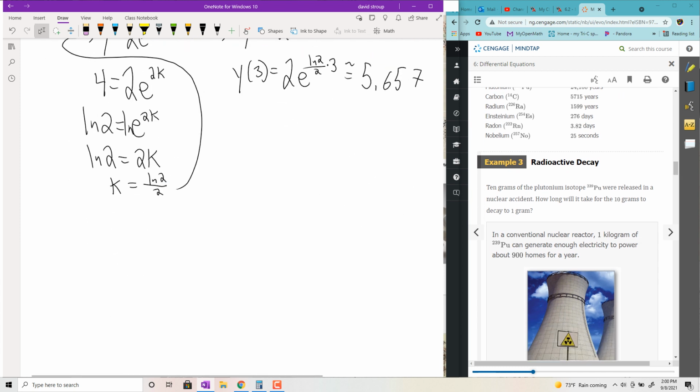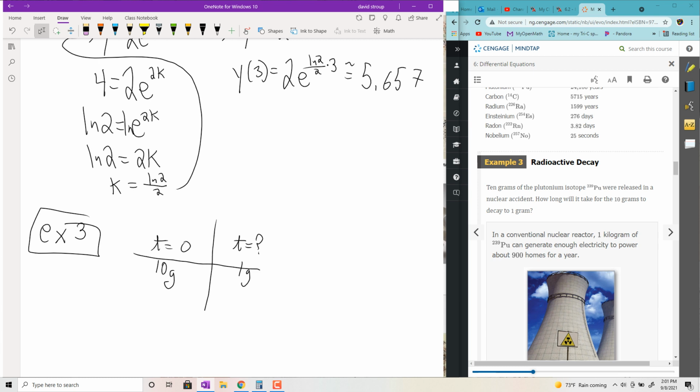One application of this kind of thing then is in radioactive decay. So example 3. They'll give you some beginning information and you kind of have to figure out the unknown. So they're giving you the initial condition is 10 grams of plutonium-239. 10 grams are released in a nuclear accident. So at time t equals 0, we have 10 grams. And then they want to know how long it takes for the 10 grams to decay to 1 gram. So it's like t equals what to give you 1 gram. You can kind of set it up in a little table if you want.